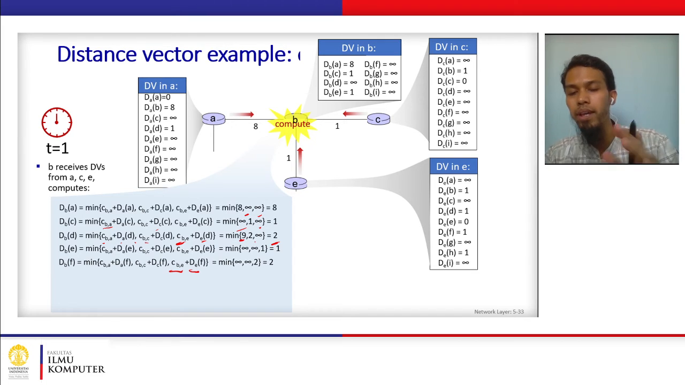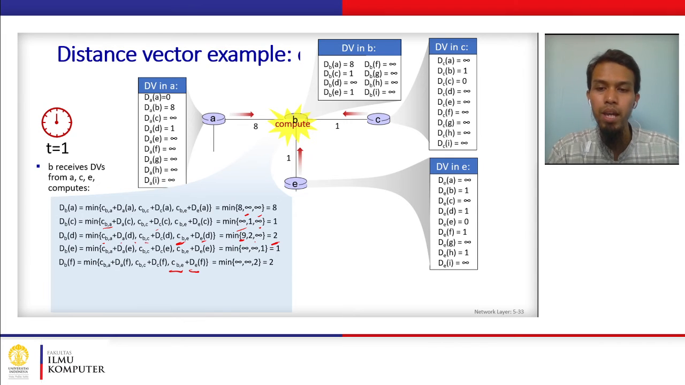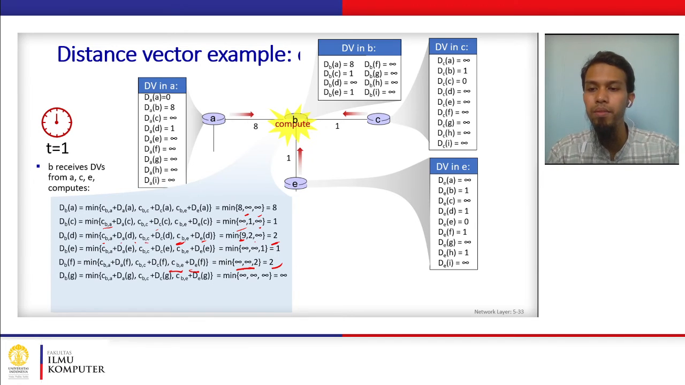On all the other nodes, A and C don't have any direct path to F, so they have infinity. So the least cost path from B to F at this iteration equals 2, and we go through E. And then to G, from B to G, since there are no nodes that have a direct link to G, either A, E, or C, all the nodes have a cost of infinity.